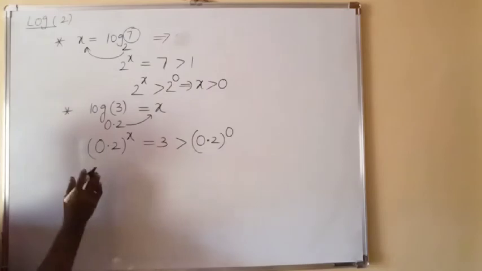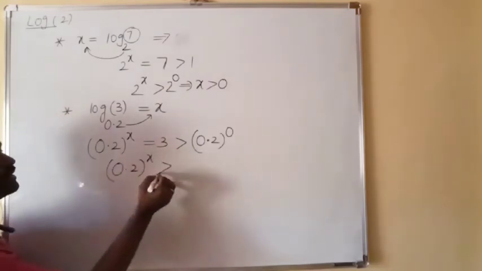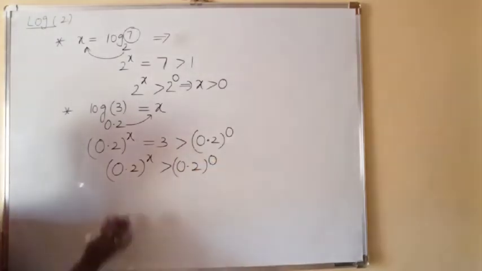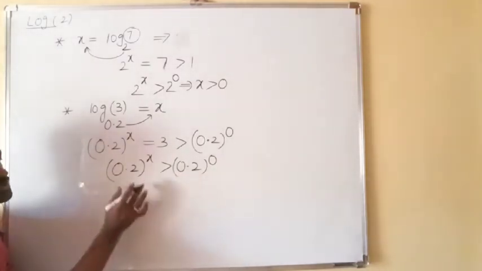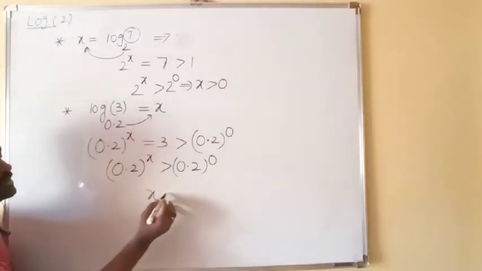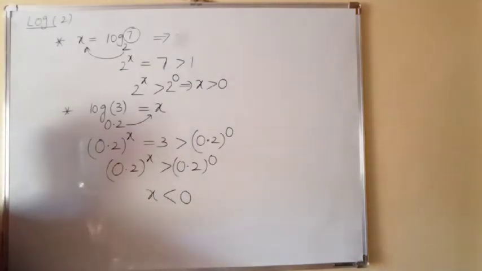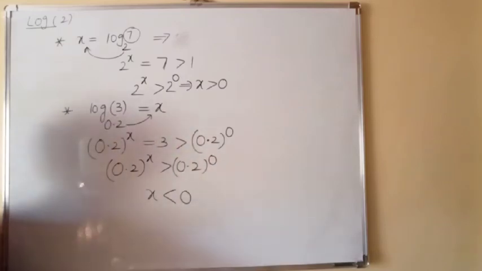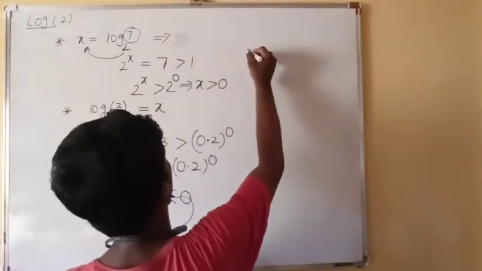Okay, so now what situation did we get? 0.2 whole power x is greater than 0.2 whole power 0. Now the base 0.2 is less than 1, so that's why the inequality changes after removing the function. So thus x is less than 0. So thus log 3 to the base 0.2 is a negative number. Okay, so we can solve this. Then I am giving one more problem, one more variety of problem.